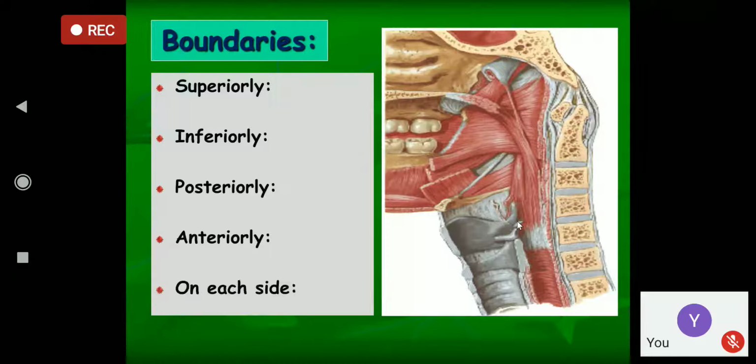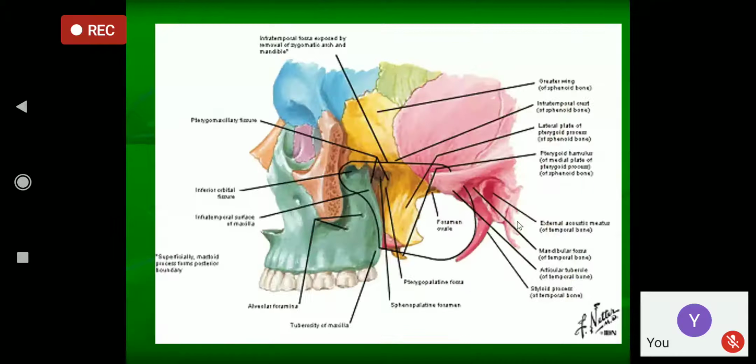Now, what will be present on each side? On each side, we have the styloid process. In this diagram, can you see this sharp part? This is known as the styloid process. Take the blue color: this one is part of the frontal bone, and this pink color one is the temporal bone. The styloid process is a part of the temporal bone.